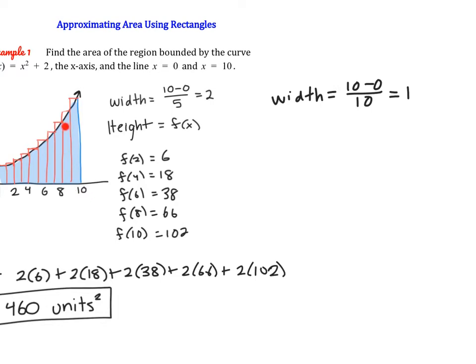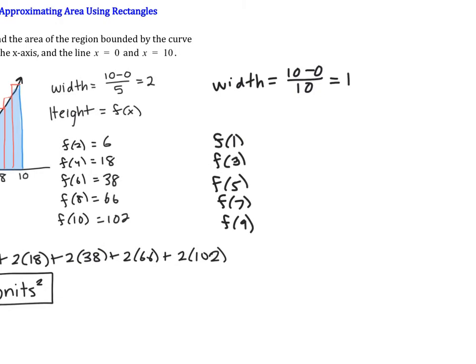And then to find the heights, I'm still going to evaluate each of these x values at f of x. We already have half the values. Now we just have to do f of 1, f of 3, f of 5, f of 7, and f of 9. So like I said, we can still use these same values to help us calculate these areas. So f of 1 is going to be 3, f of 3 is 11, and then we have 27, 51, and 83.